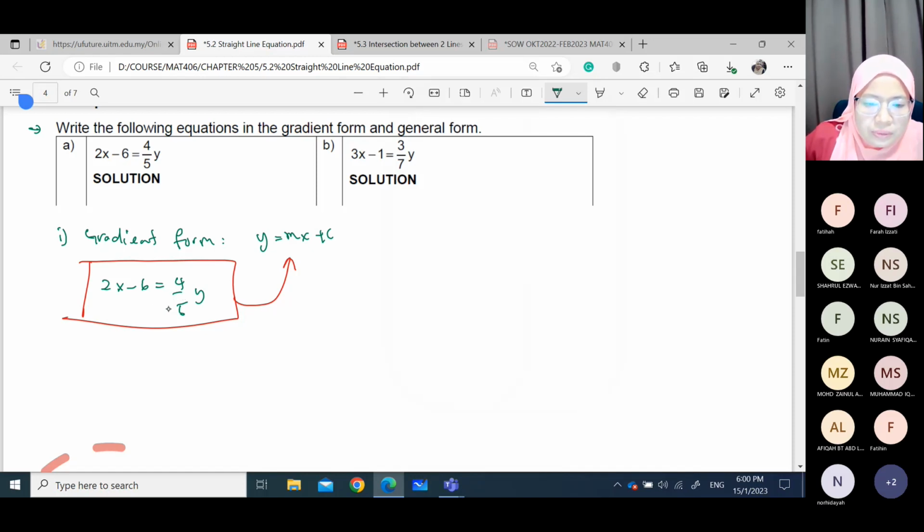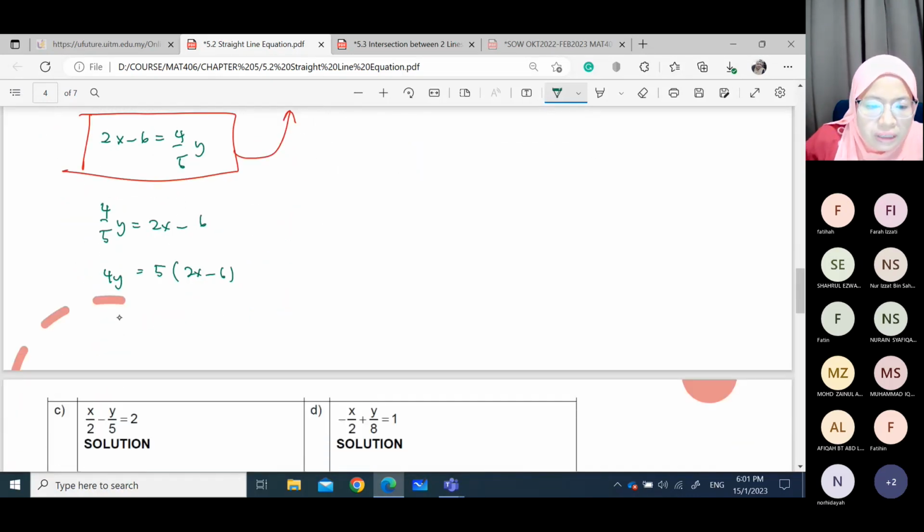Okay, right. So based on this, we also can see that 4 over 5y equivalent with 2x minus 6. Okay, so here we have 4y equivalent with 5. Kita bawa 5 ni ke sebelah, dan dia akan jadi darab lah. So 5 times 2x minus 6. 4y. We have 5 over 4 times 2x minus 6.